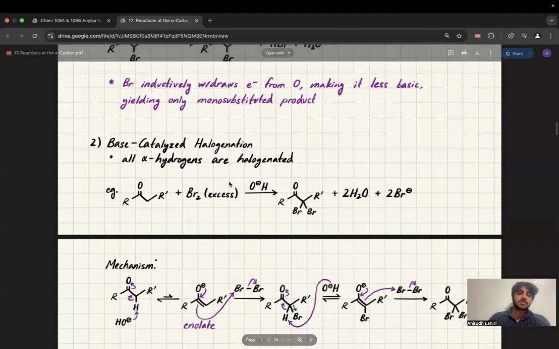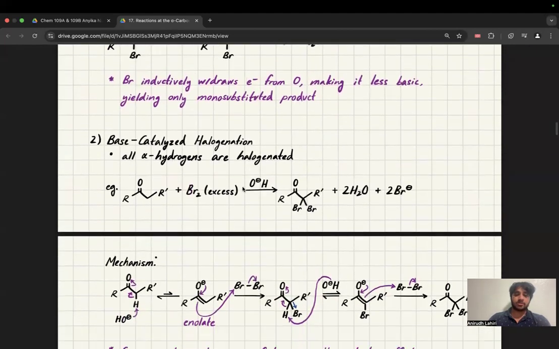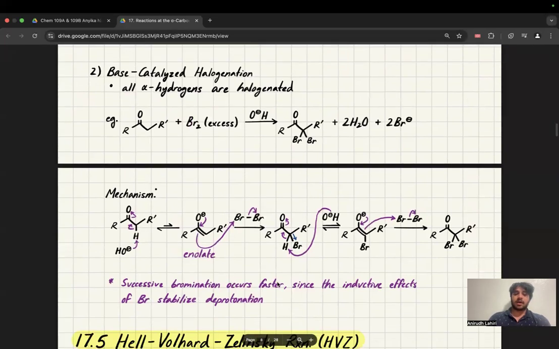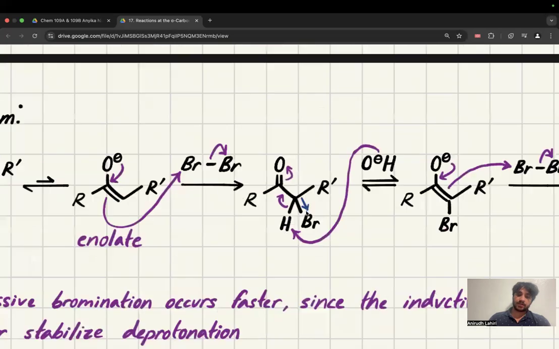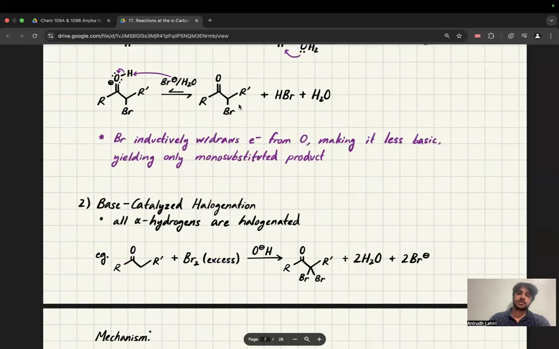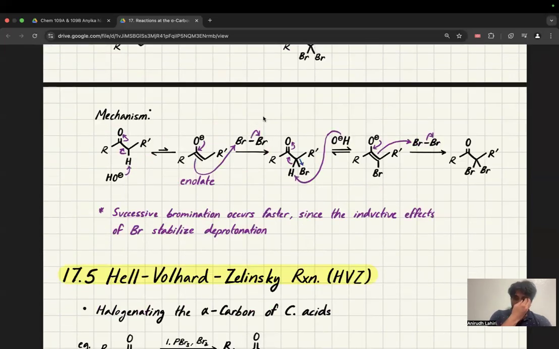For base catalysis, all the alpha hydrogens are halogenated. Okay, so successive brominations will also occur faster. This is because this effect here that prevented this reaction before, because we're doing base catalysis, it's actually helping it, right?